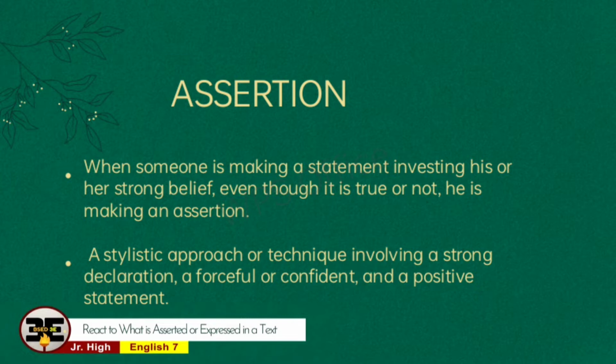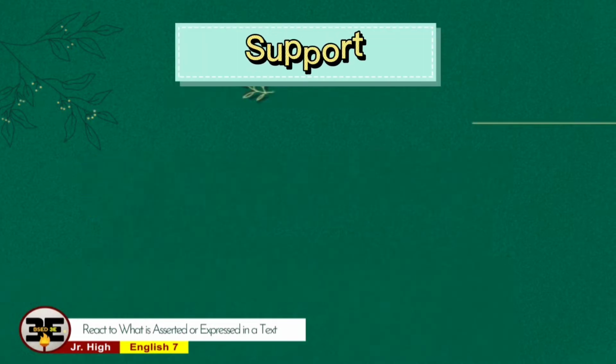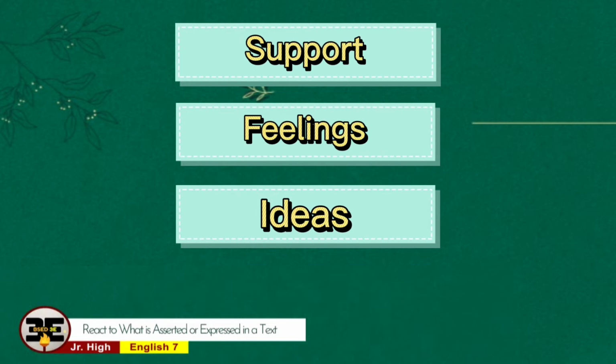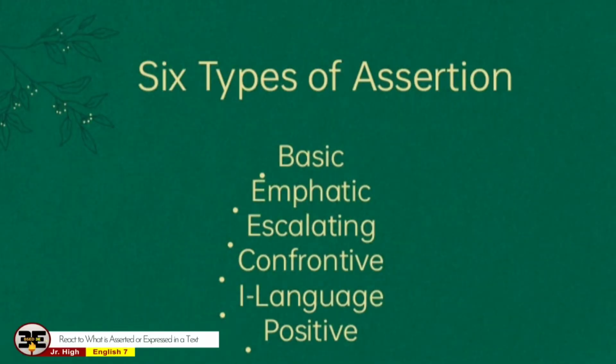First, let us define what is an assertion. When someone is making a statement investing his or her strong belief, even though it is true or not, he is making an assertion. It is also a stylistic approach or technique involving a strong declaration, a forceful or confident and positive statement. Often, it is without support or any proof because its main purpose is to express feelings and ideas directly. There are 6 types of assertion. Let's tackle them one by one.